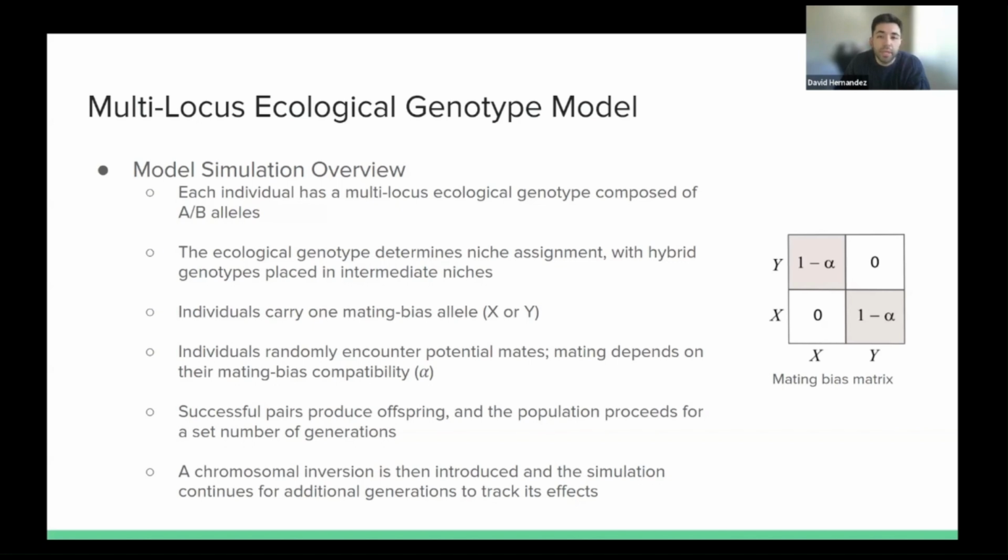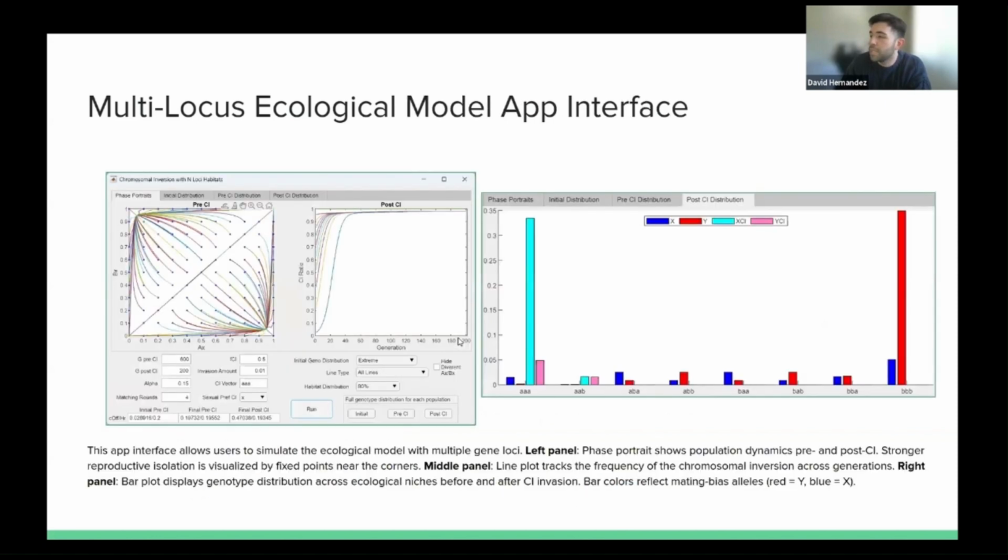If they have the same mating bias allele, they'll always mate 100% of the time. If not, then there's a parameter we developed called alpha that will determine the mating bias success. They'll go through a number of matching rounds, and after a certain number of generations, we can introduce a chromosomal inversion into the system and then proceed again with the simulation to see how the chromosomal inversion affects reproductive isolation.